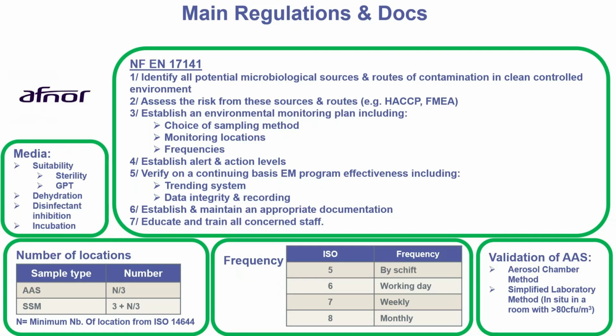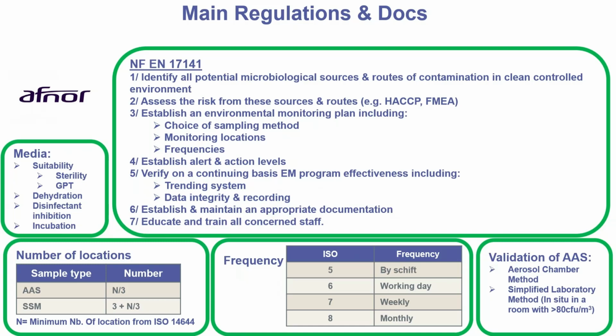NF EN 17141 gives the key principles of viable environmental monitoring, with identification of all potential microbiological sources and routes of contamination in a clean controlled environment. It also gives the key principles for the risk evaluation of the sources and routes of contamination with tools, and the establishment of an environmental monitoring plan that includes the choice of sampling method, the monitoring locations, and the frequencies. Then there is the establishment of the alert and action levels.